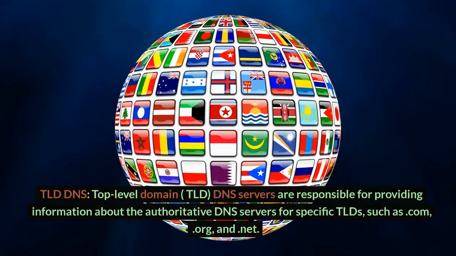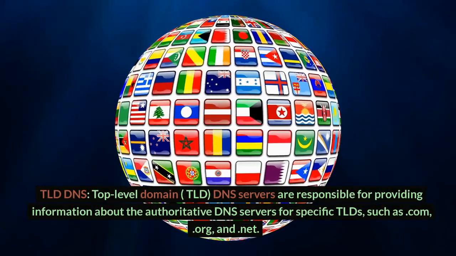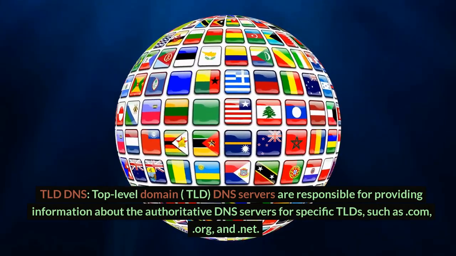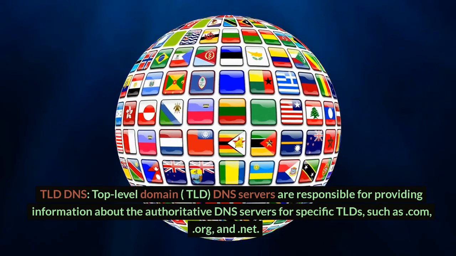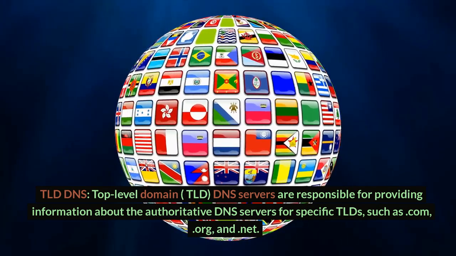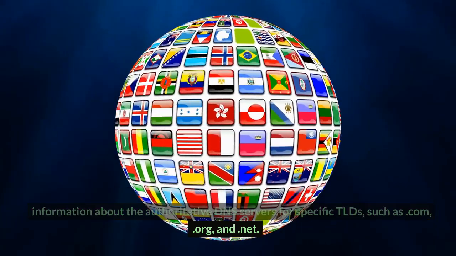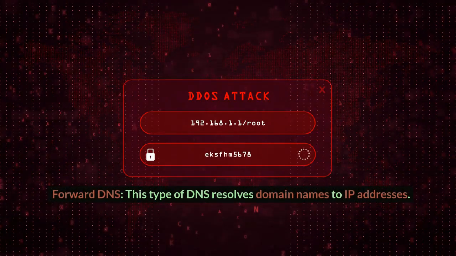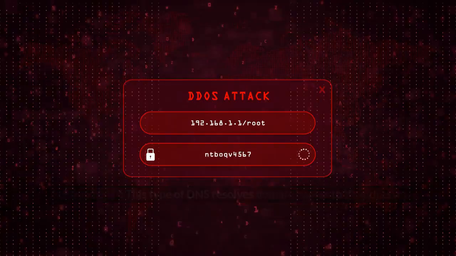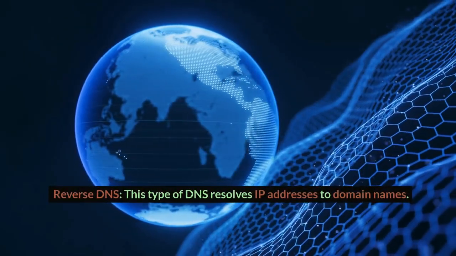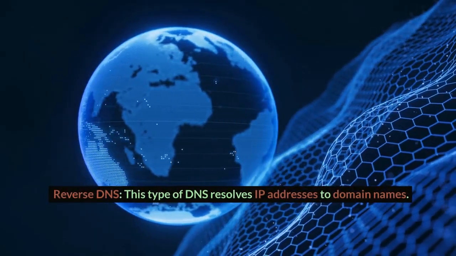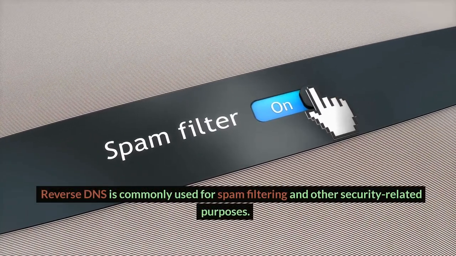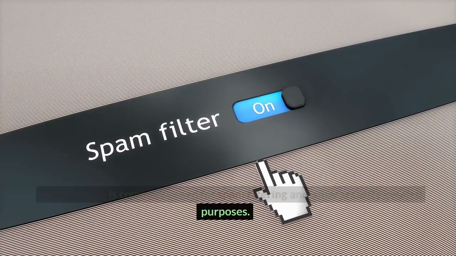TLD DNS, top-level domain. TLD DNS servers are responsible for providing information about the authoritative DNS servers for specific TLDs, such as com, org, and net. Forward DNS. This type of DNS resolves domain names to IP addresses. Reverse DNS. This type of DNS resolves IP addresses to domain names. Reverse DNS is commonly used for spam filtering and other security-related purposes.